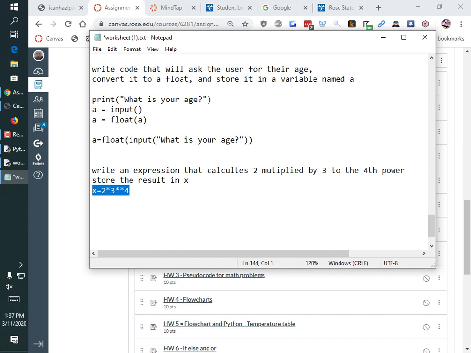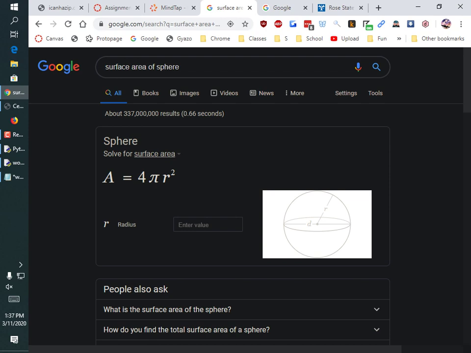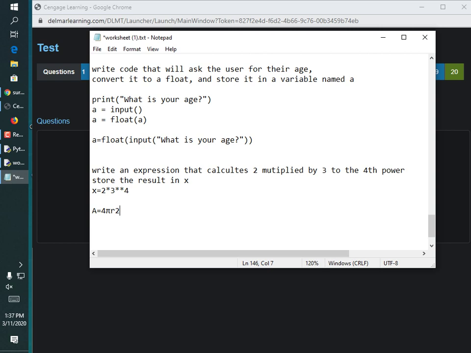Stuff like that. What if I gave you a picture of an equation like this, the formula for calculating the surface area of a sphere? What if I just copied and pasted this picture, and I told you to express it as a formula, express it as Python? Well, let's pretend that this was pi. 4 pi r squared. It'll make more sense in a picture, right?